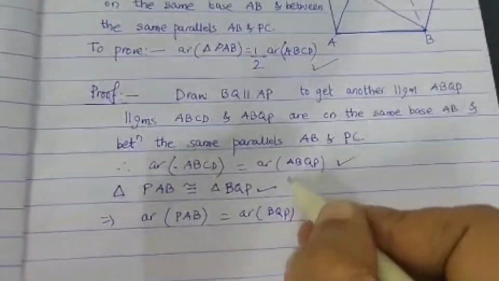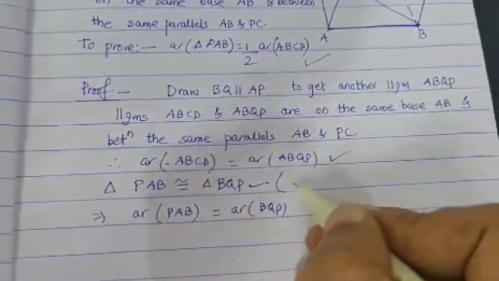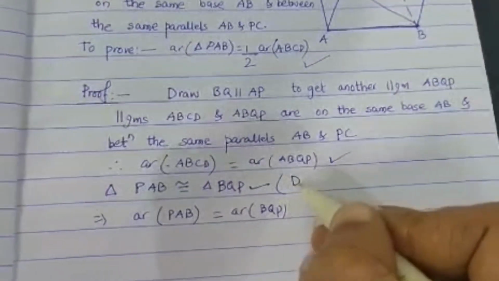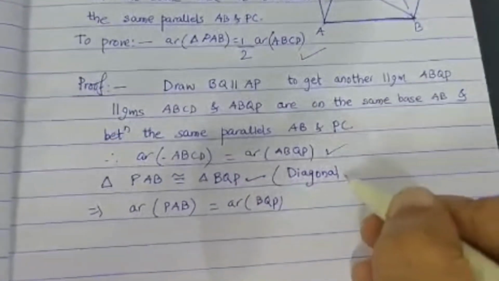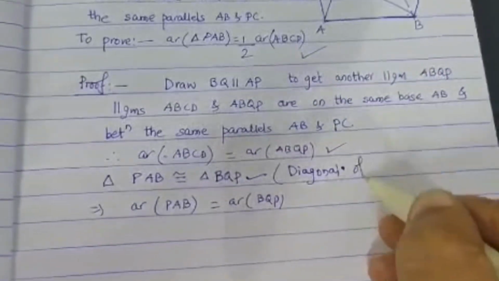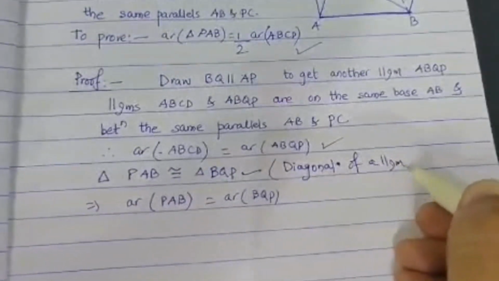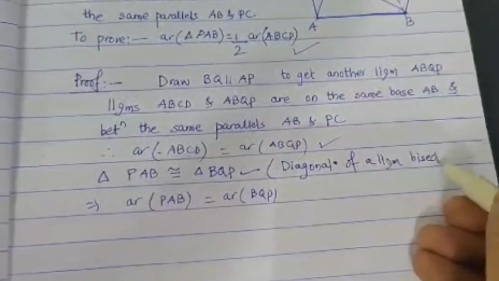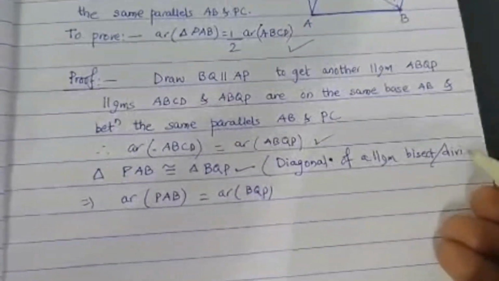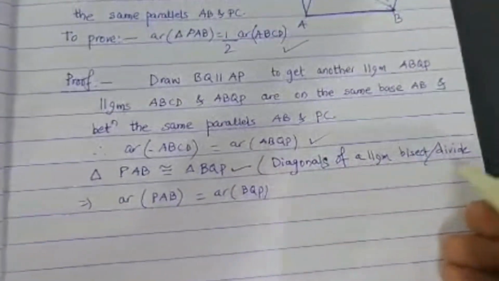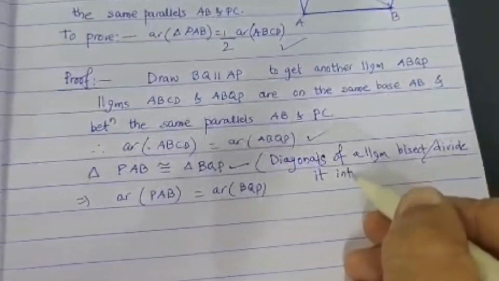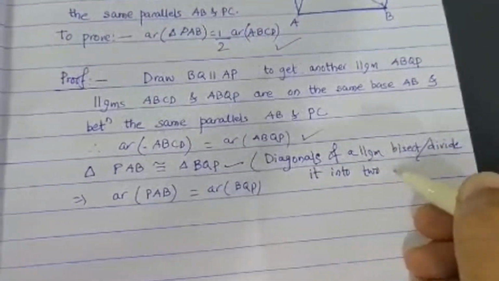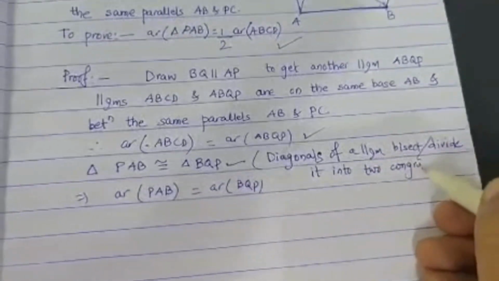And we can write this from the theorem that a diagonal of a parallelogram bisects it into two congruent triangles. Diagonal of a parallelogram bisects or divides it into two congruent triangles.